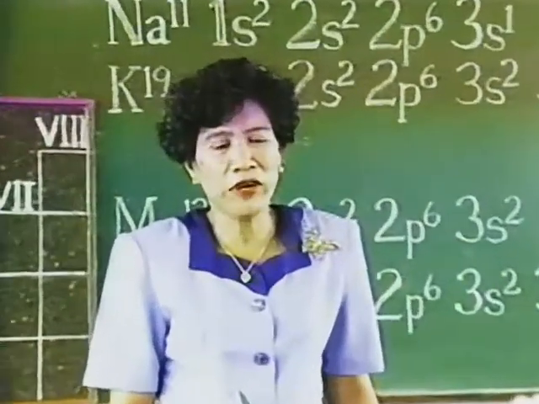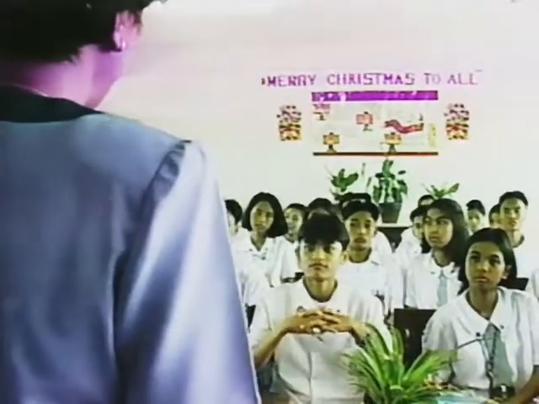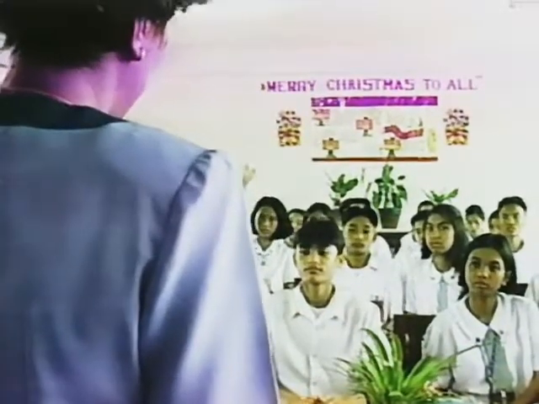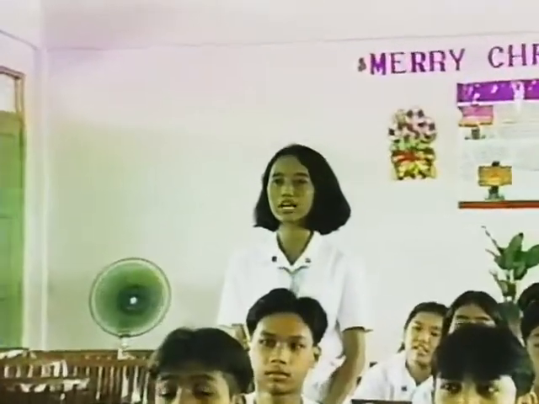What is the difference between the 3s1 electron of sodium and the 4s1 electron of potassium? Marian? The 3s orbital has a smaller radius than the 4s orbital. Therefore, the 4s electron is farther away from the nucleus than the 3s electron.